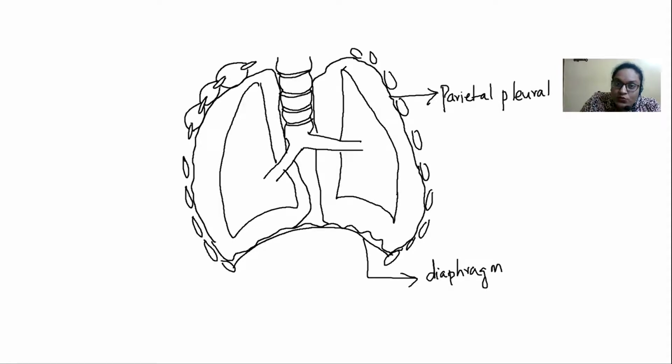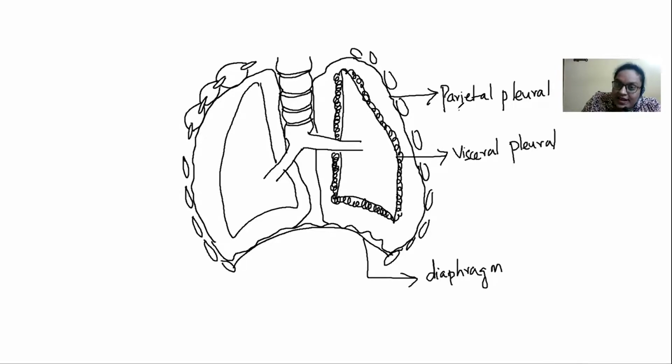Okay, and where is the internal one? Let me take another structure for this. So this is your internal pleural membrane, which we regard as the visceral layer, which is very much in contact with the surface of your lung here. So this is going to be the visceral layer. The visceral layer is in very much contact with the lung surface. The parietal layer is in contact with your chest wall. It is inseparable, and the visceral layer is in contact with your lungs.